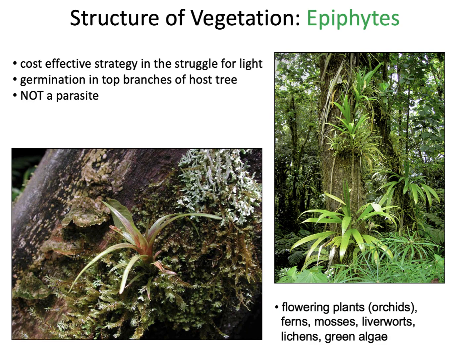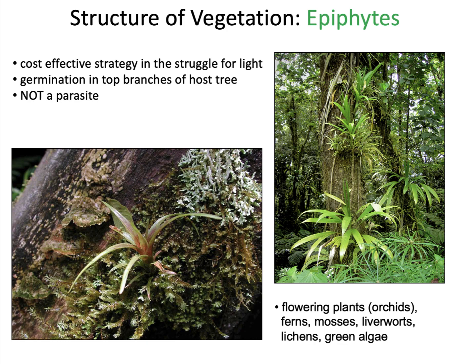Next up in our structure of vegetation study is epiphytes. Remember, the root word epi means upon and phyte means plant. So these are plants that grow on other plants. And this is another cost-effective strategy in the struggle for light. Because it's dark on the forest floor, if you just grow on the side of a tree, you are closer to the sun. Now, epiphytes often germinate up in the tree. So the seeds fall on the sides of the trees and branches, and then they germinate up there, not in the soil on the ground.